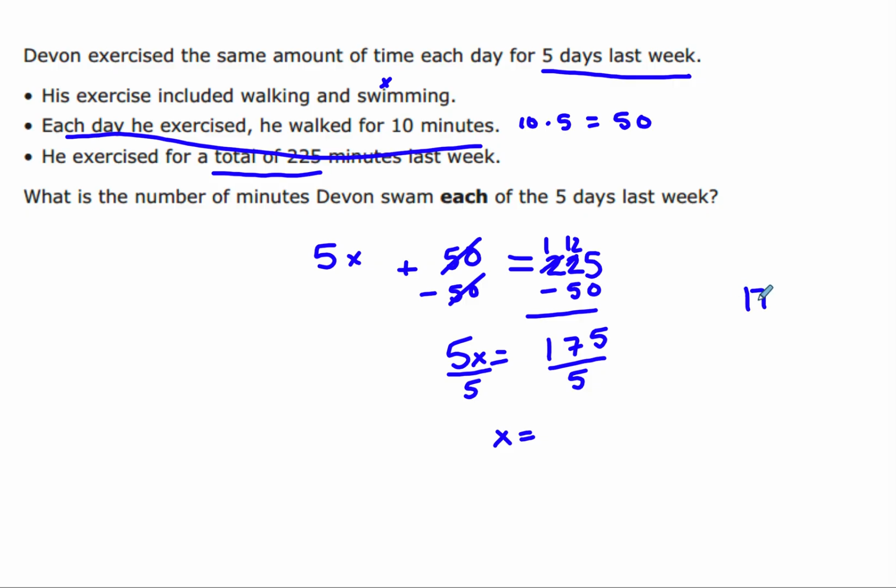All right, so we are doing 175 divided by 5. 5 does not go into 1, does go into 17 3 times. 3 times 5 is 15. 17 minus 15 is 2. Bring down that 5. 5 goes into 25 5 times. Okay, so x equals 35 minutes.